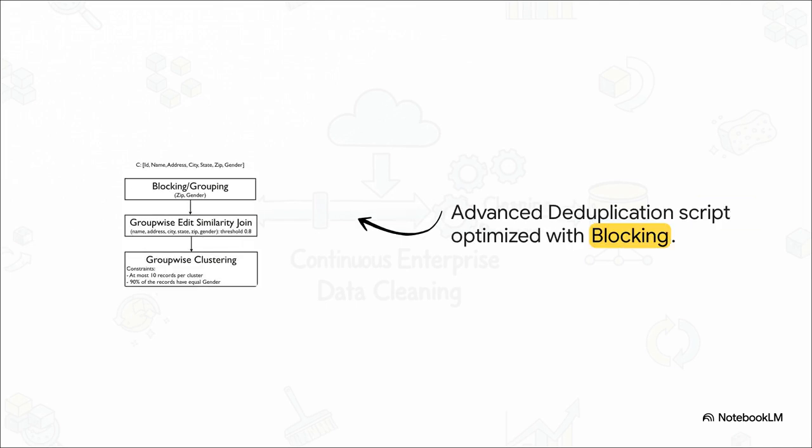But remember that massive server-crashing computational problem we just discussed? If that customer table has 10 million rows, that simple two-step script is going to fail. To fix this, we look to a slightly more advanced version of the script. We just pop a blocking operator right at the very top. By grouping the data by zip code and gender first, the subsequent similarity join and clustering operators only have to process tiny bite-sized chunks of data. By adding just one single operator, we dramatically improve the efficiency, making the whole thing highly viable for enterprise-scale data warehouses.